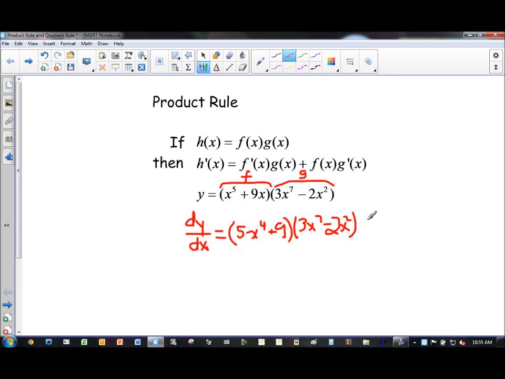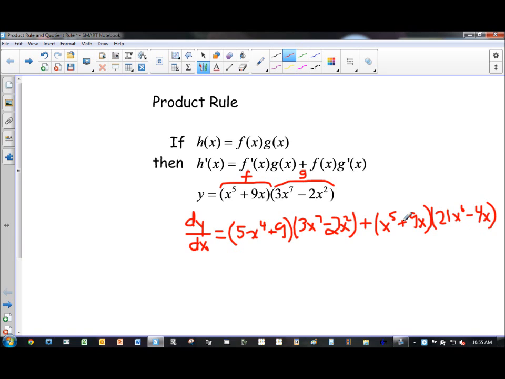Alright. And to that, I'm going to add kind of the reverse of that. I'm going to leave f alone, so it stays as x to the fifth plus 9x. And I'm going to multiply that by the derivative of the g part. So now I'm going to use the rules I have to find the derivative. 21 x to the 6 minus 4x.